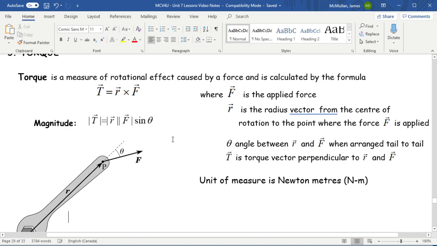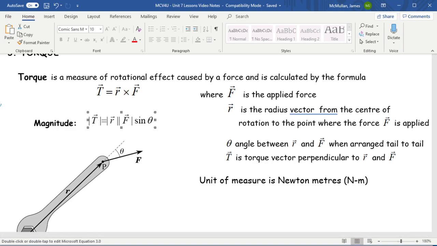So there's a couple of things to take from this. F is the force that you're applying. R is the radius vector from the center of rotation. So notice, R cross F is the torque. The bigger the radius, the more force, the higher the torque. So this is why if you apply a lot of force to the door, it makes it easier to open.